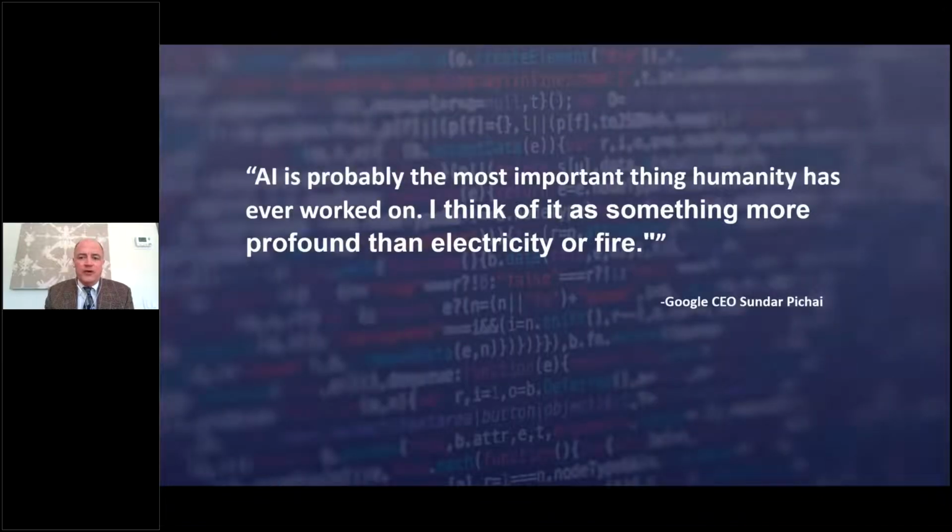So the first point is this: Google's CEO, look at this quote that he said. AI is probably the most important thing that humanity has ever worked on. He says it's something more profound than electricity or fire. That is how important Google's CEO says this is. Large Wisconsin companies are saying the same thing.